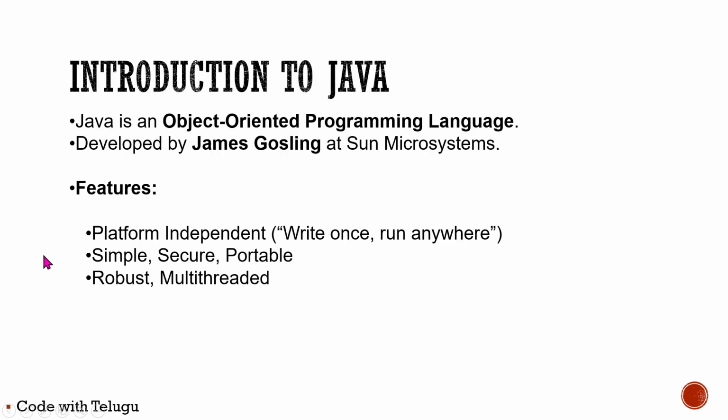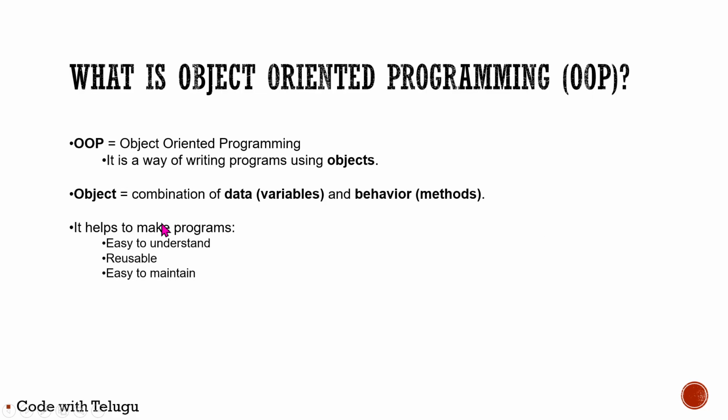In this, the first one: what is object oriented programming? Object oriented programming is used to write programs with the use of objects. What is meant by object? An object means a real world entity. The normal meaning of object is a pen or a fan. These are the objects.